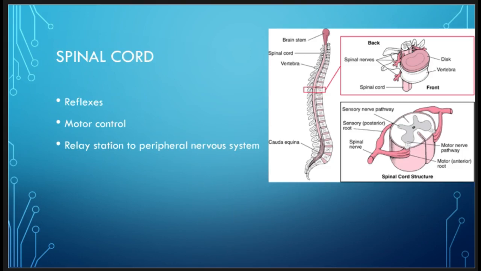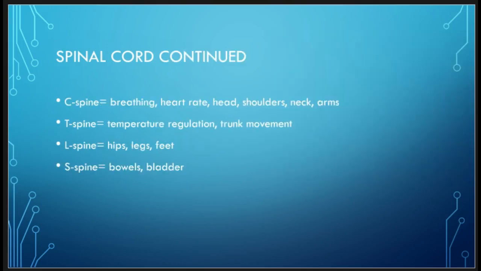And the spinal cord, again, is responsible for reflexes, motor control, and relaying messages to the peripheral nervous system. So reflexes do not have to go to the higher parts of the brain for interpretation, because these are very base movements. The message can go to the spinal cord and then right back out. Each section of the spinal cord has various jobs, and we'll examine those here very briefly.